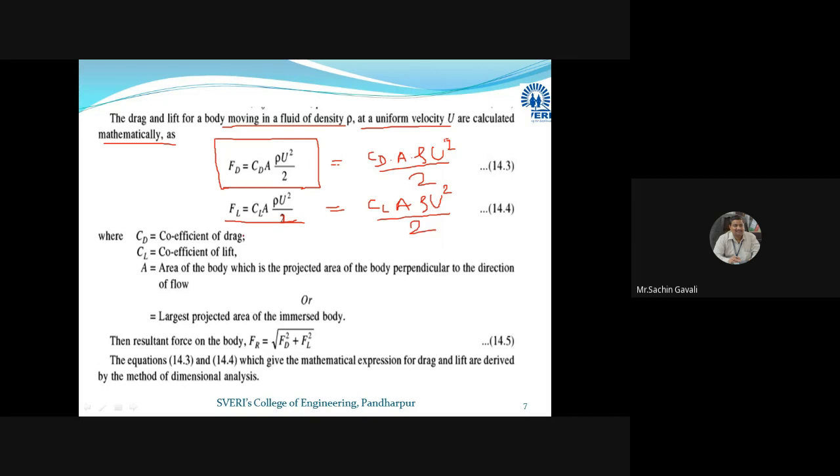CD is the coefficient of drag, CL is the coefficient of lift, and A is the area of the body, which is the projected area perpendicular to the direction of flow. We have to take the maximum, the largest projected area of the immersed body. Everybody got this? This relation was found by scientists on an experimental basis.